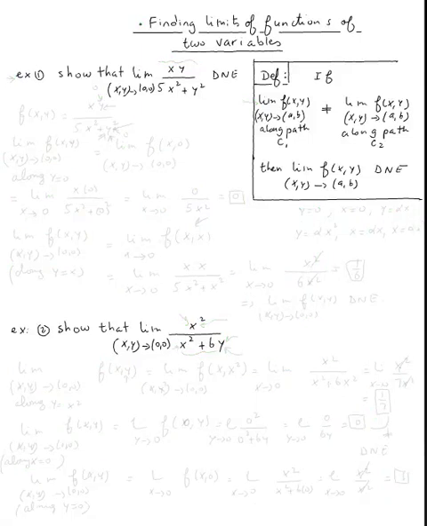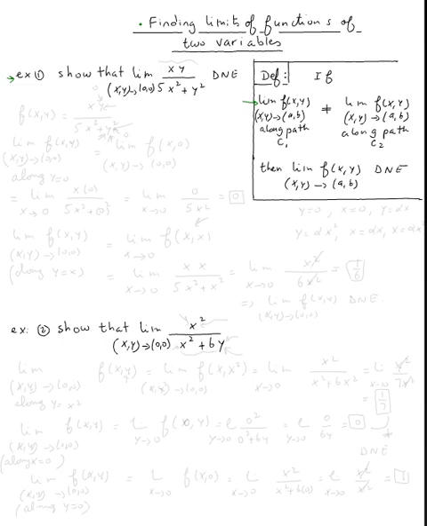The topic is find the limits of functions of two variables. So let's do the first example. Show the limit of xy over 5x squared plus y squared as (x,y) approaches (0, 0) does not exist. So let's read the definition.